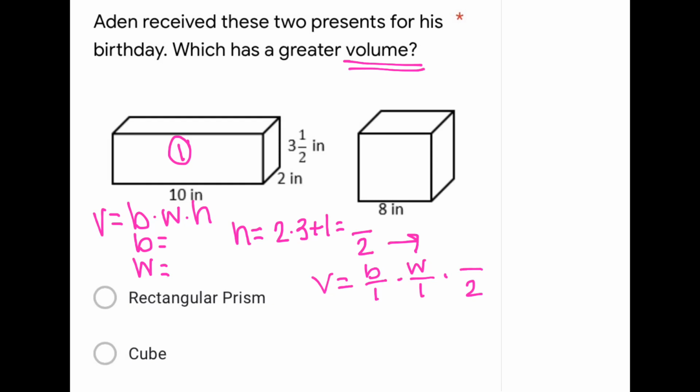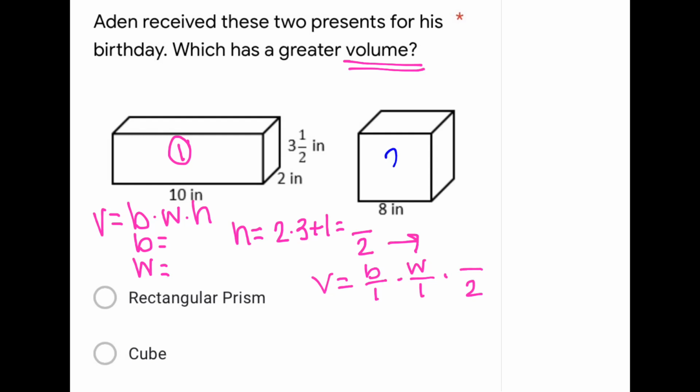And multiply straight across. Remember, if you get an improper fraction, you will need to do long division to get the correct answer. That is just step 1 to finding the volume.